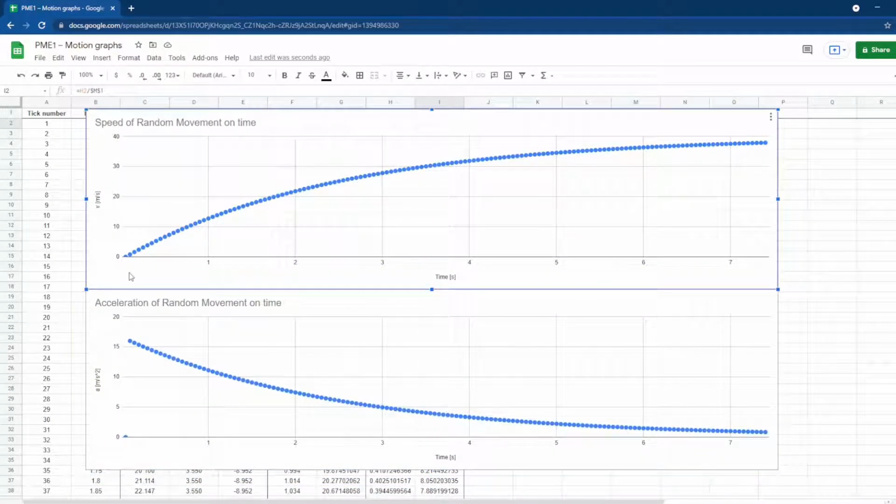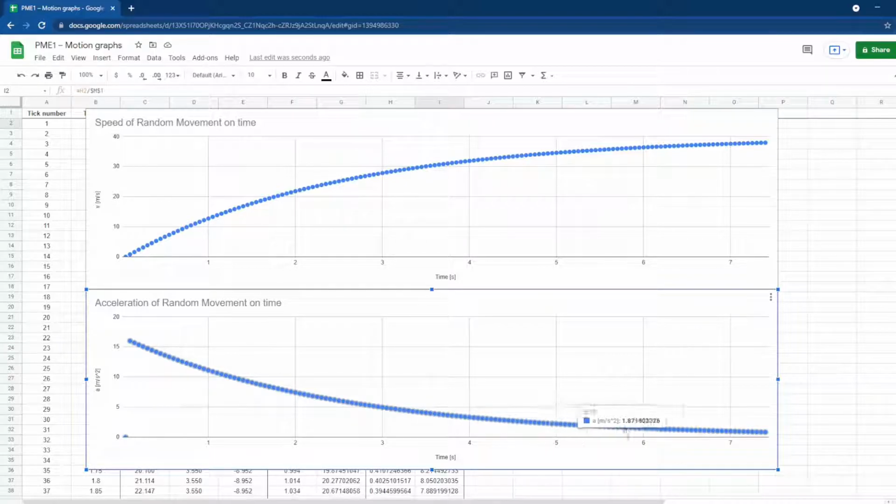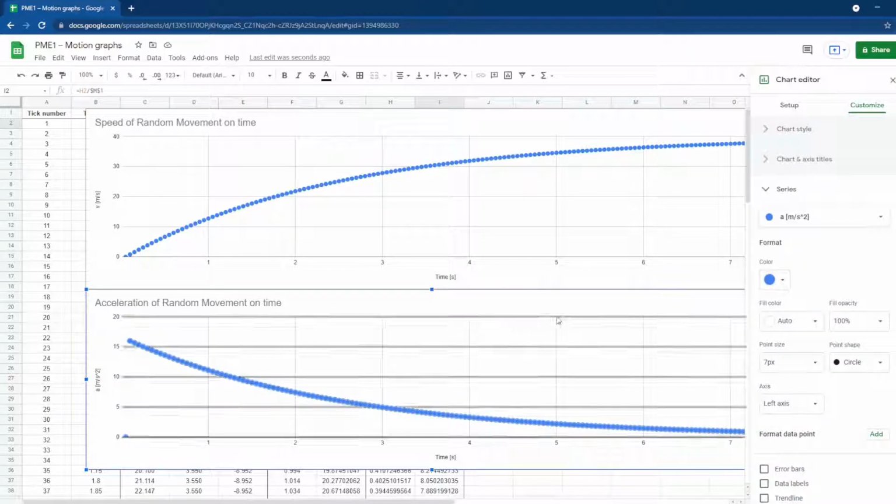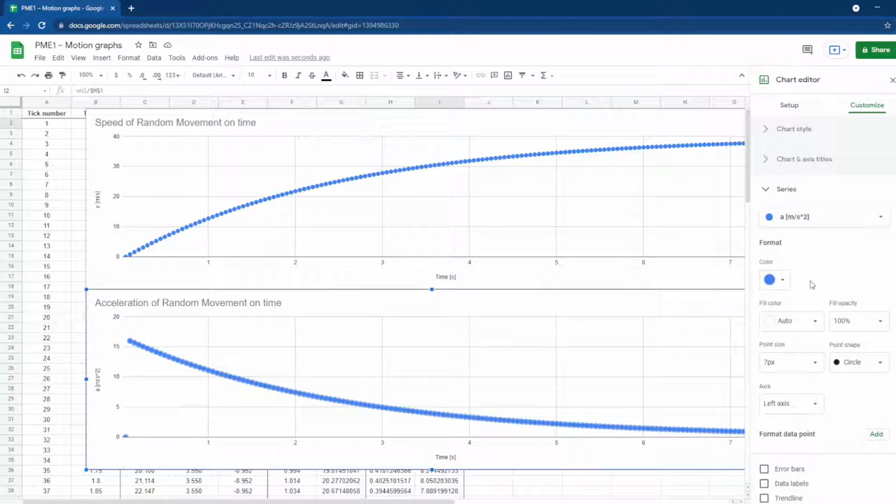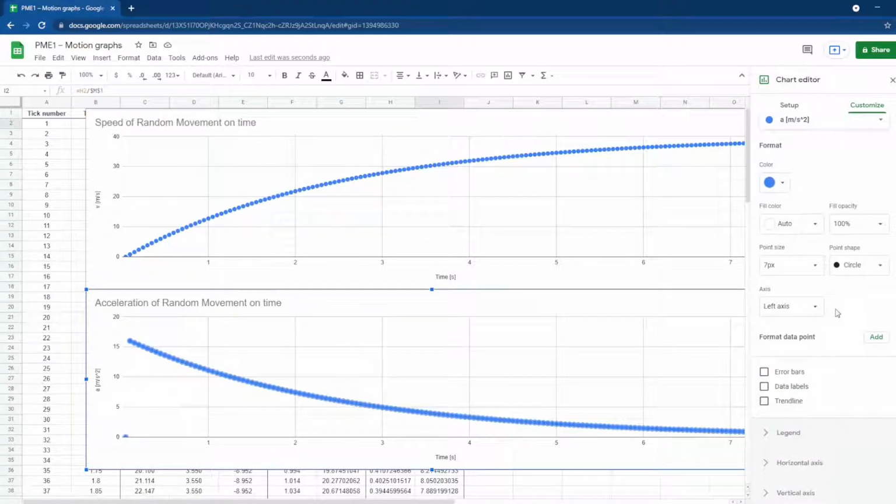Now we can see from the graph of speed that our speed was gradually increasing, and that means we had positive non-zero acceleration. That is seen on the graph below as well. We can also notice that acceleration is going down, but not fast enough. It never crossed 0. And if we take a look at the trend line that Google gives us, now this is not the best approach to trend lines, but it's good enough for our purposes.